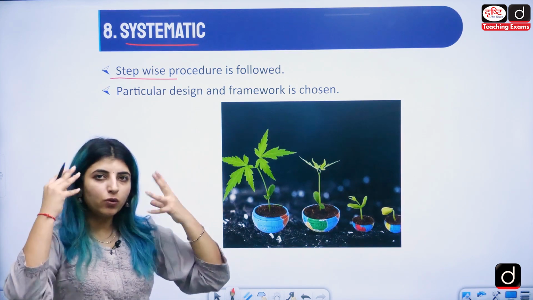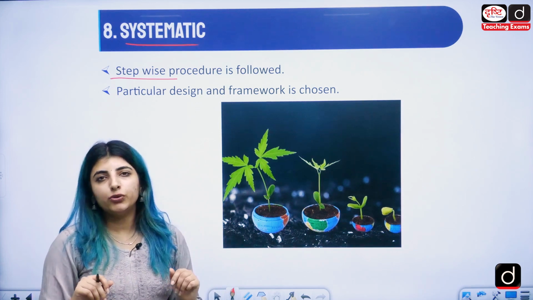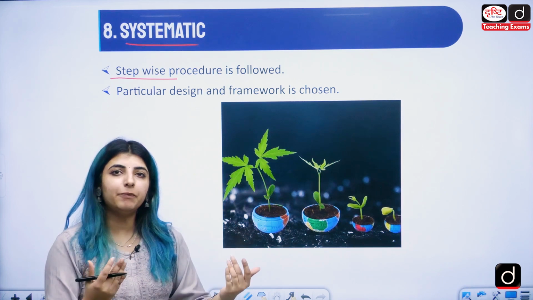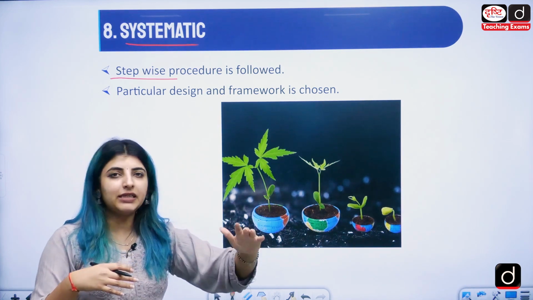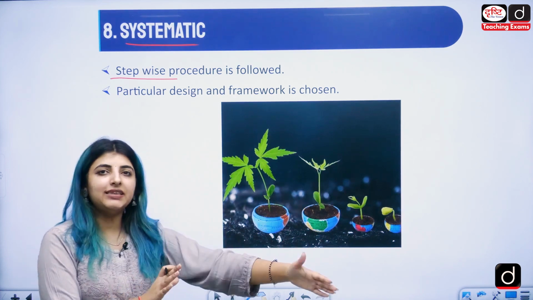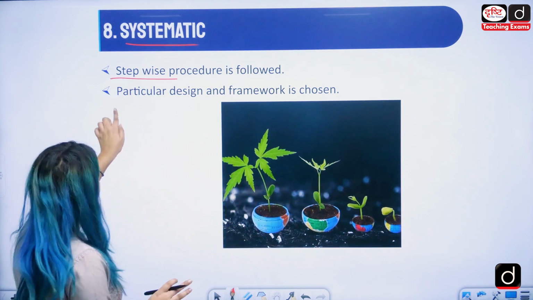First of all, you will know what is the question that is popping up in your head. What is the topic that you want to do your research on? Then you would be asking questions. Aap hypothesis develop karoge, moving on for, and so on and so forth. You will be collecting data. You will be analyzing it, right? So all those things are the ones which follow a stepwise procedure.